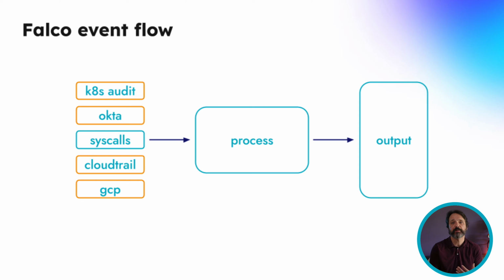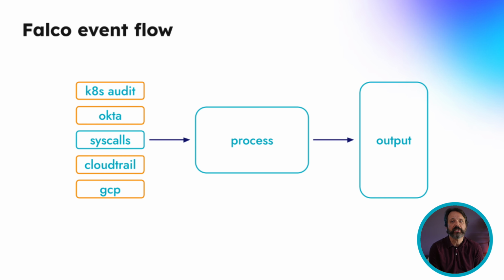In addition to the kernel driver, Falco also supports custom plugins as event sources. Currently, we have a bunch of plugins for things like Kubernetes audit logs, Okta, AWS CloudTrail, and Google Cloud Platform. These plugins allow events from the respective sources to be forwarded to Falco's engine for processing. So let's talk about that step now. Falco uses a ring buffer to pass the events from the kernel space into user space where they are processed.